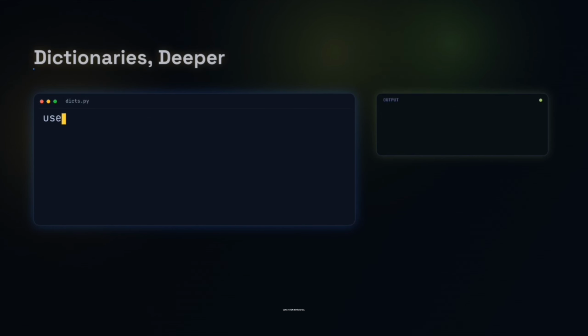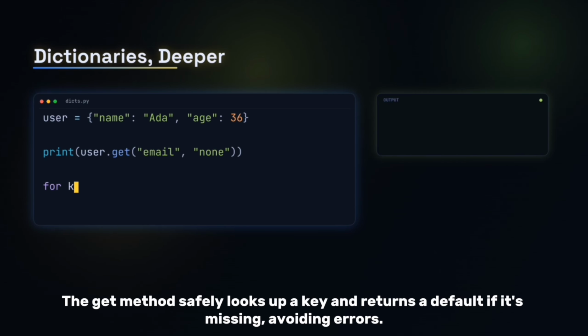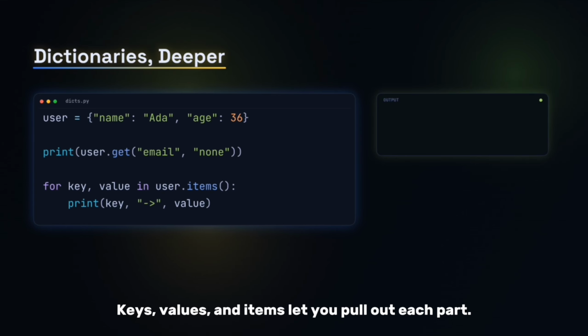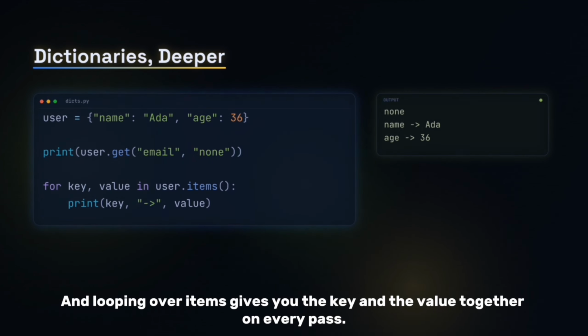Let's revisit dictionaries. The get method safely looks up a key and returns a default if it's missing, avoiding errors. Keys, values, and items let you pull out each part, and looping over items gives you the key and the value together on every pass.